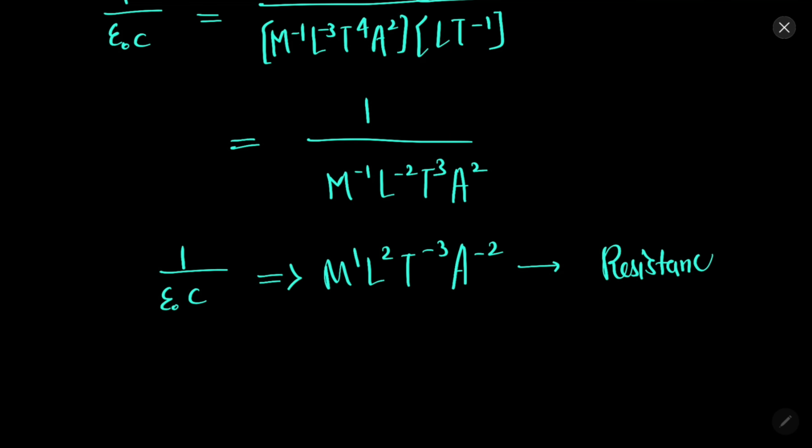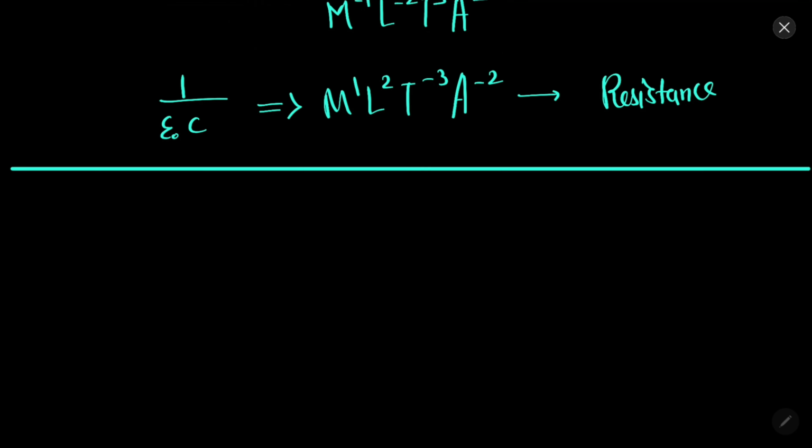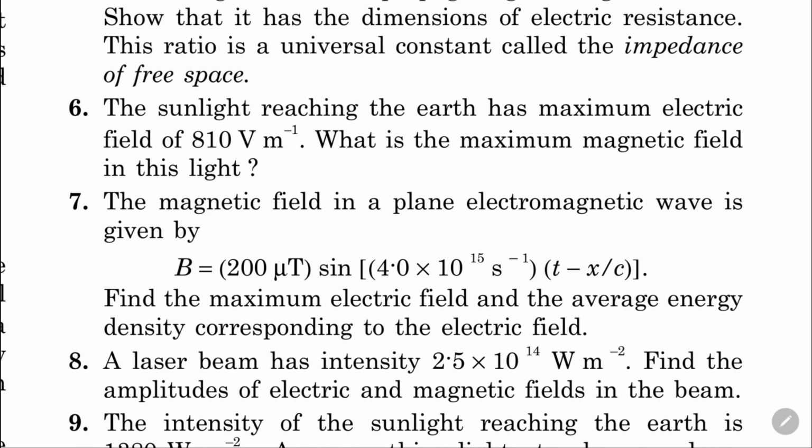So this proves that the ratio E naught over H naught has a dimension similar to that of resistance. In question 6, the sunlight reaching the earth has a maximum electric field of 810 volt per meter. What is the maximum magnetic field in this light? So this is the sixth one.